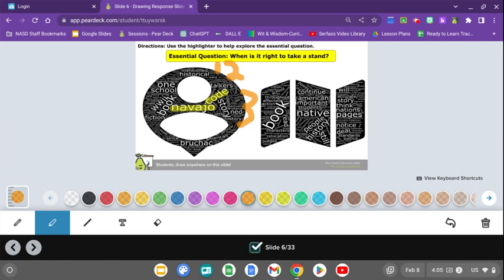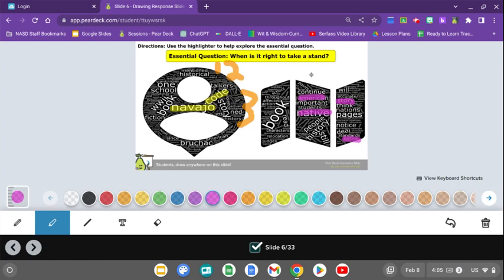Excellent. Now that you've had a chance to highlight 3 words that you think answer that question, when is it right to take a stand, please switch the highlighter over to purple. And what I'd like you to do is the same thing, but this one is for the book, We Are Still Here. So you'll see Native, Americans, story, justice, all of those 4 words could certainly help answer that question, when is it right to take a stand?